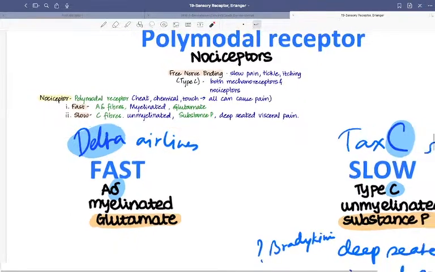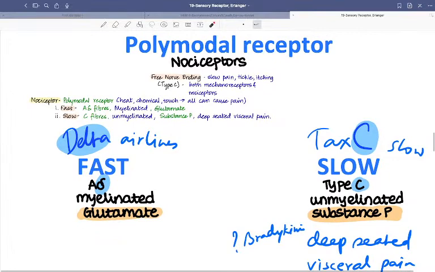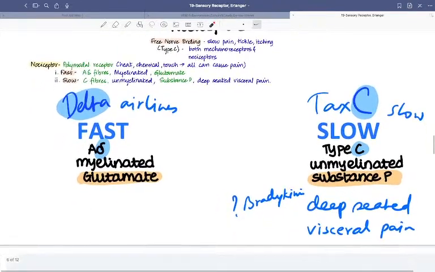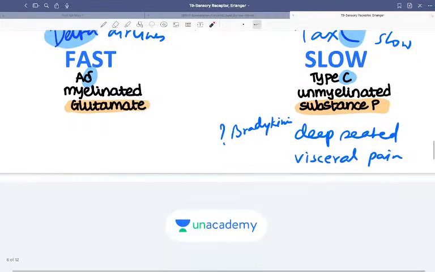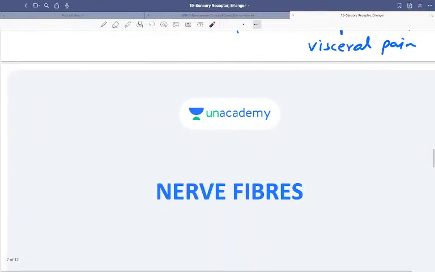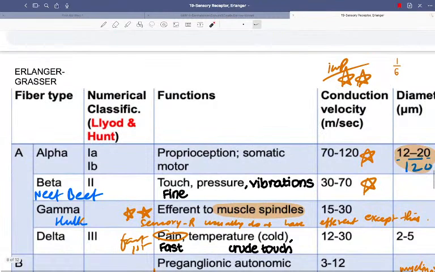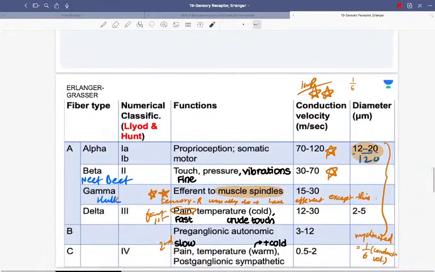So it's going to be deep-seated visceral pain, and this is going to be slow pain, tickle, itching and so on. Those are the free nerve endings. So fast is A delta, and C is slow. That's what ma'am had to say, and it is very simple. Obviously slow fibers will always be unmyelinated, and substance P feels like something very primitive.